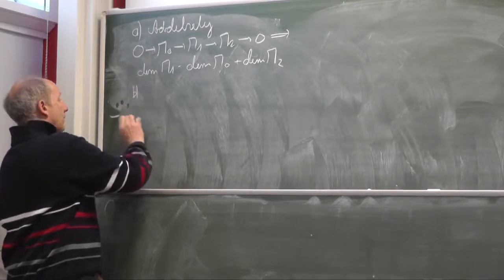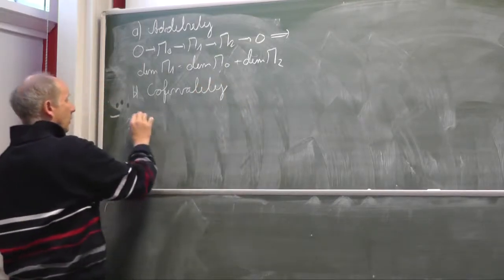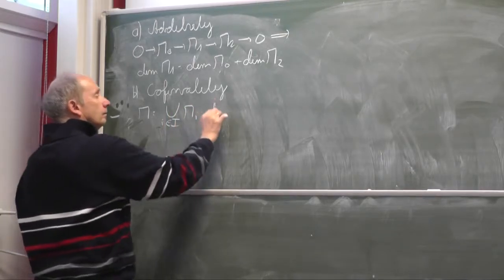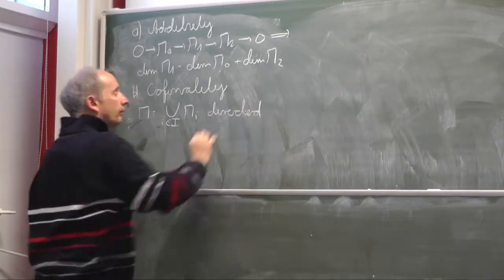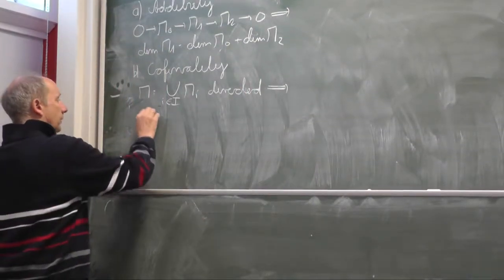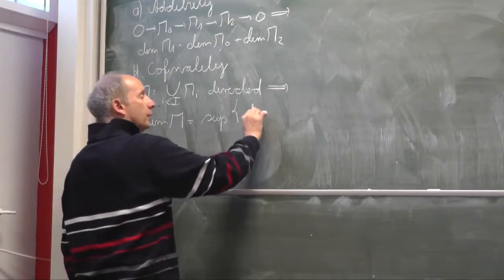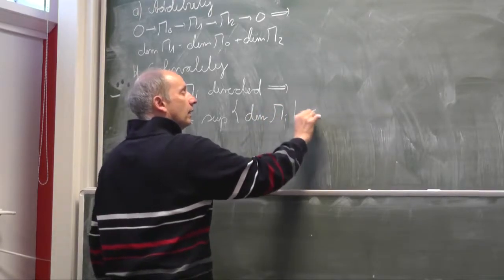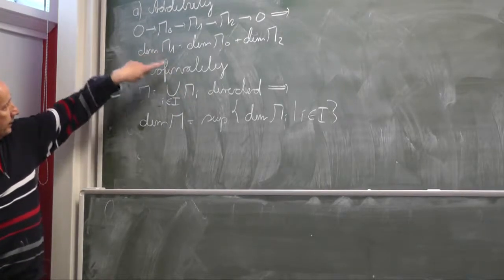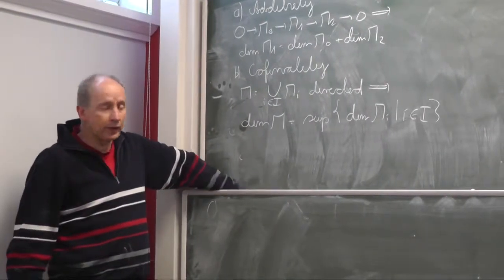Then I would like to have what is called cofinality. In other words, if I can write a module as a directed union of submodules, then I would like to have a formula that I can compute the dimension of the union as a supremum of the dimensions of the modules appearing in the union. Well, this makes sense, right? Because of additivity, the dimension of Mi is at most the dimension of M. You would like to get it when it's exhaustive, you get everything.